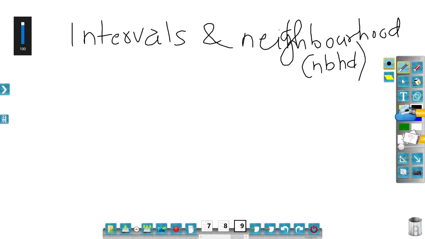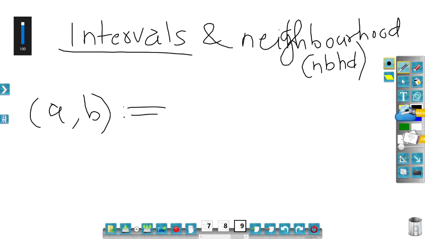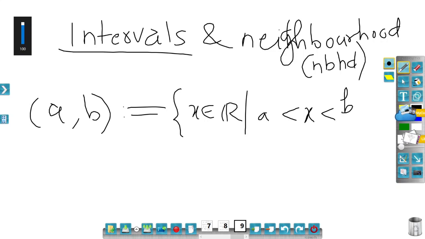So first we will define what is the interval. If somebody asks you what is the definition of interval a comma b, the meaning of interval a comma b is nothing but those x from real numbers such that x is strictly greater than a and strictly less than b. So in this case the end points are not involved. Such an interval is called an open interval.